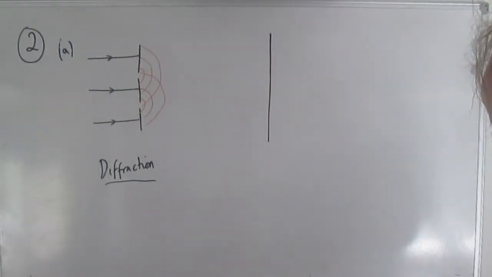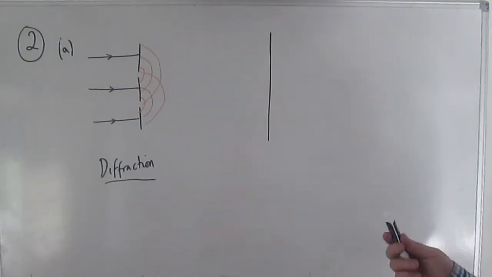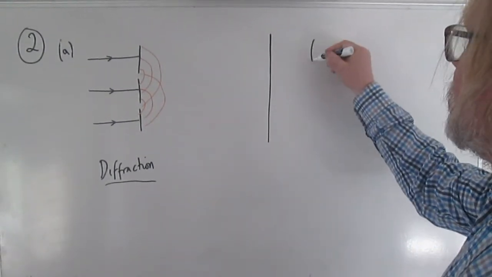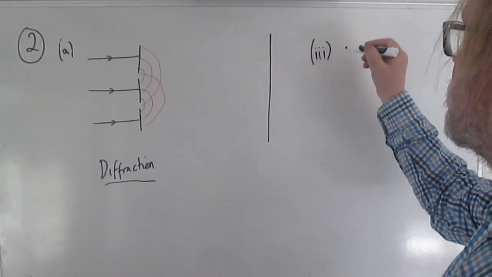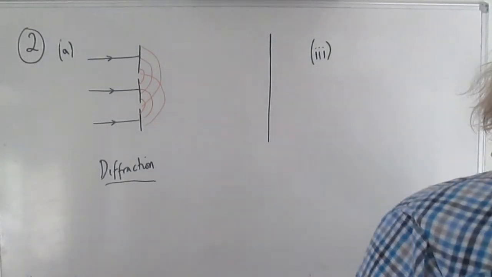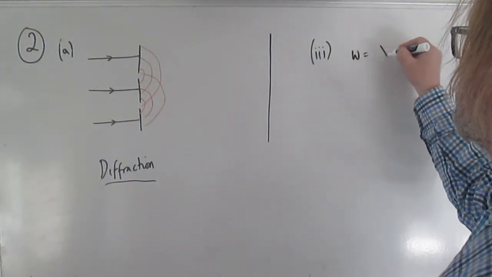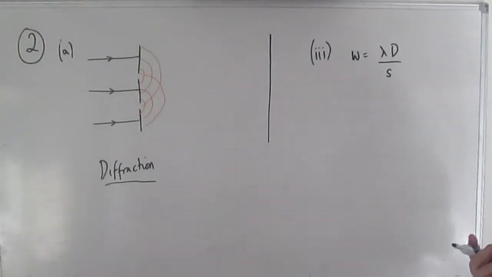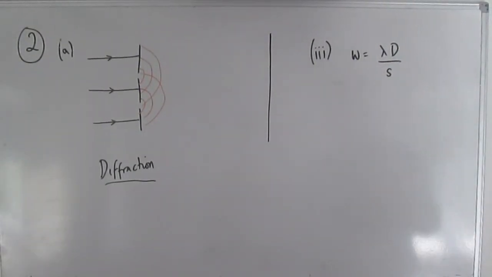Okay, so in part 3 it wants us to calculate the wavelength of the light given some information about distances in this setup. The key relationship, which comes from your datasheet in part 3, is that W is equal to lambda D over S. Whenever you get questions about the double slit experiment, this is the key relationship that you're going to use to calculate anything.